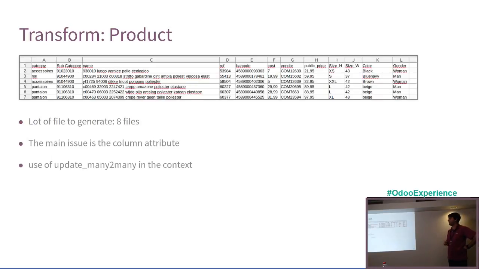So the main issue is the column. Thanks to the update many-to-many in the context, I was not obliged to put all my attributes together in my attribute line. So I can have one line to first set the first attribute in my attribute line, then the second line for the second, etc. This only works since version 10. In version 9, you don't have this option.